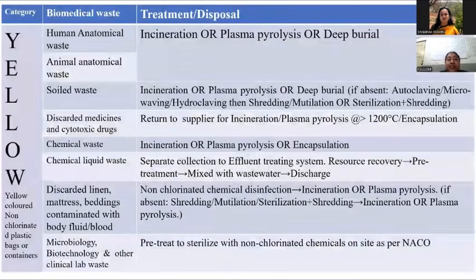Now coming to the category of bags, there are 4 categories: yellow, blue, white, and black. Yellow coded bag, this is human anatomical waste, animal anatomical waste, soil waste, discarded medicine and cytotoxic drug, chemical waste, chemical liquid waste, discarded linen mattress, beddings contaminated with body fluid or blood, microbiology, biotechnology, and other clinical lab waste. On the right hand side, I have mentioned the method of disposal of this waste. You can write them if you can memorize.